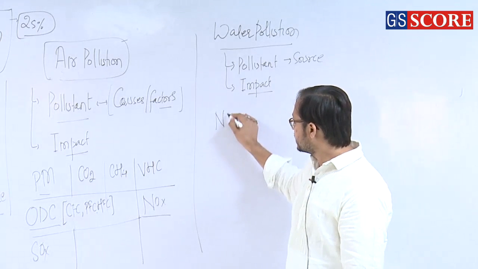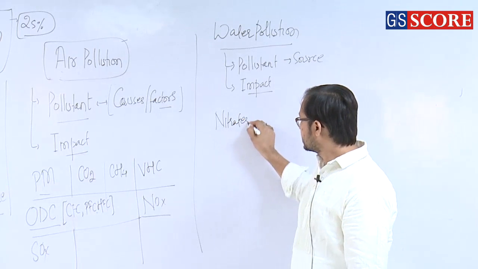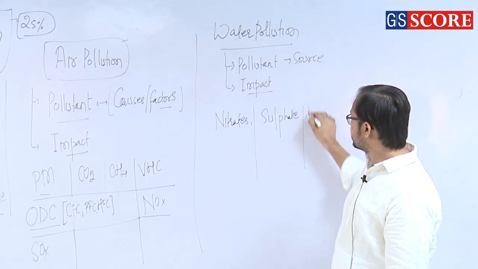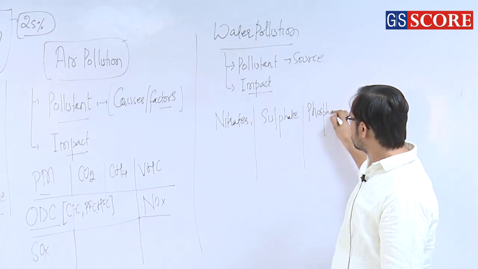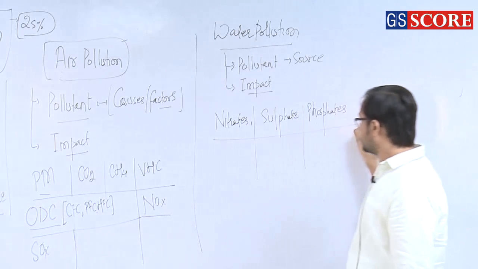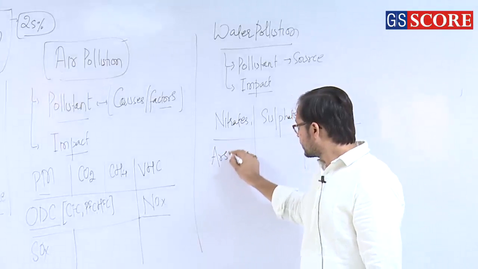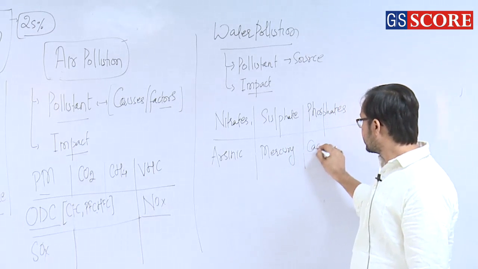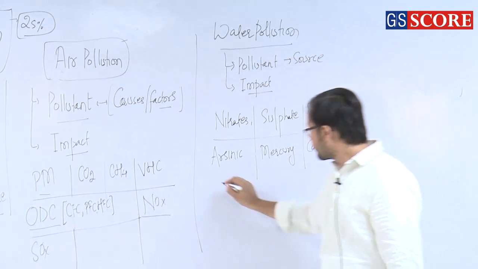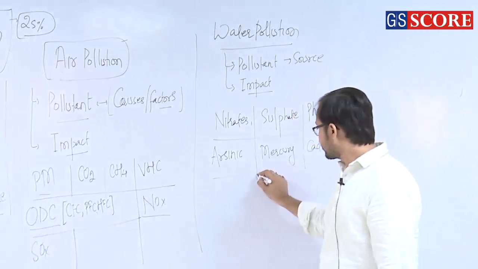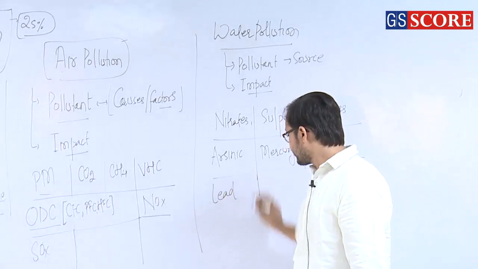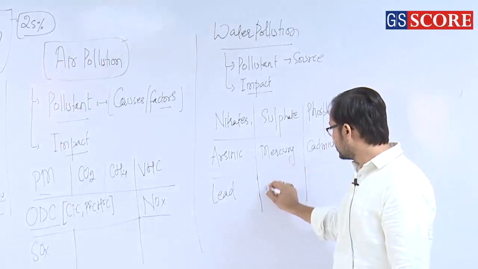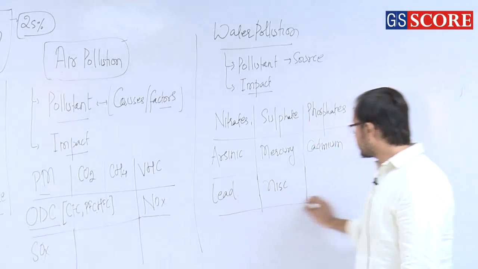When we speak about the first one, nitrates, sulfates, phosphates, arsenic, mercury, cadmium, lead, and then there are certain miscellaneous pollutants.